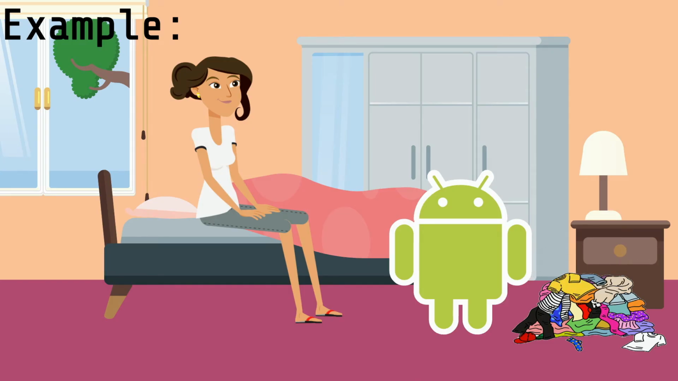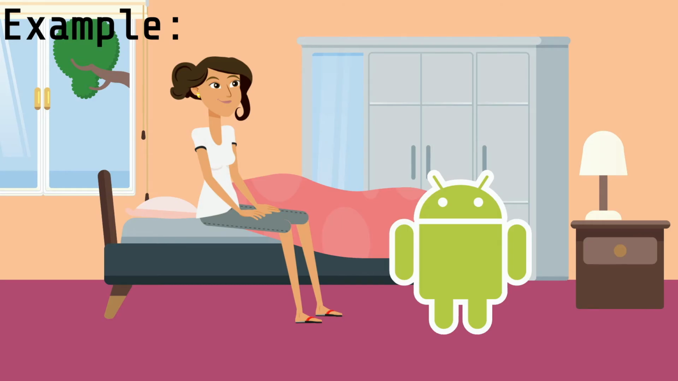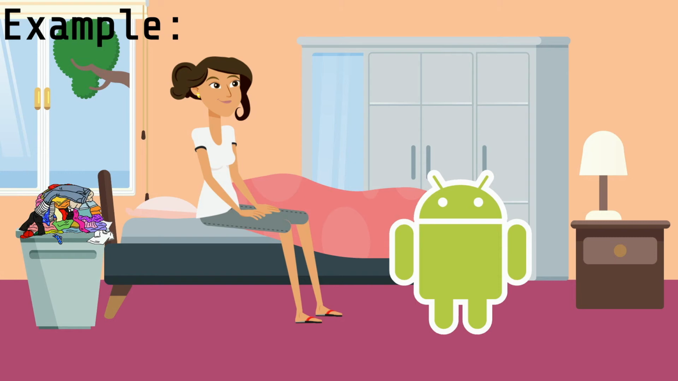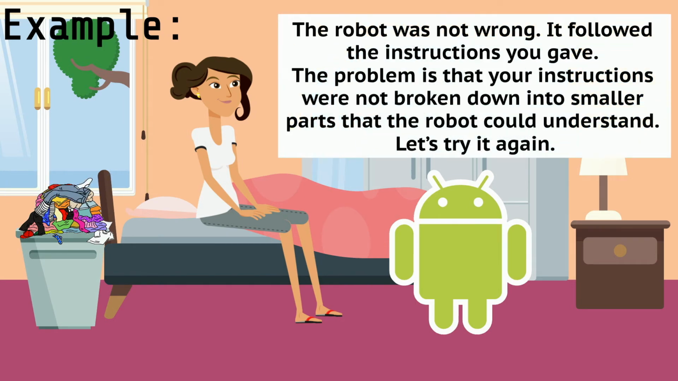Instead, the robot takes all the clothes in your room, including the ones you have in your closet and drawers, and puts them into your hamper. The robot was not wrong. It followed the instructions you gave. The problem is that your instructions were not broken down into smaller parts that the robot could understand.